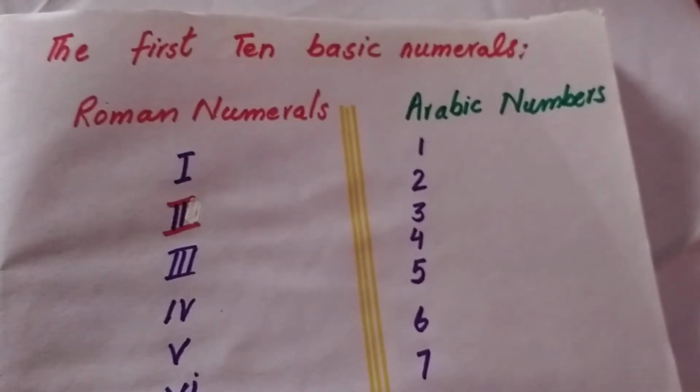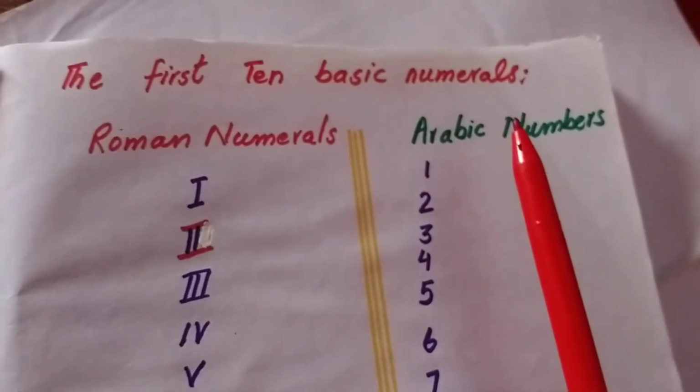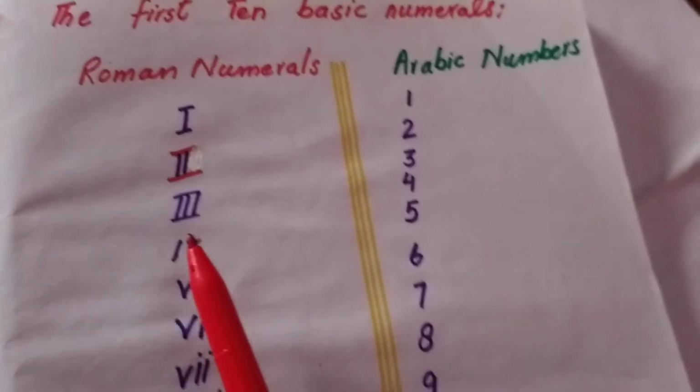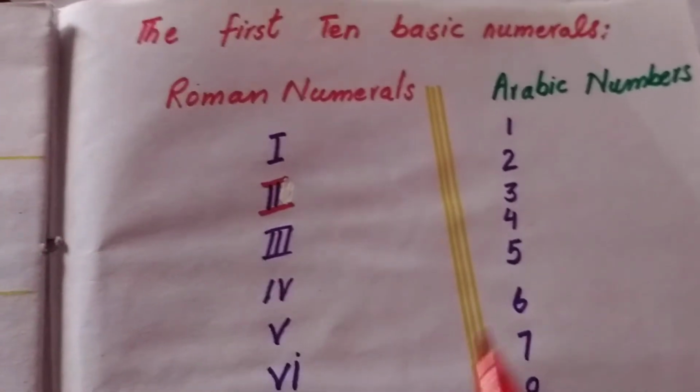These are the first 10 basic numerals, the Arabic numerals. What is the way to write the first 10 numerals in Roman numerals?